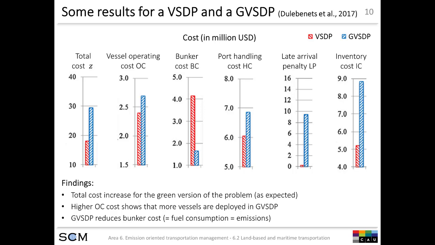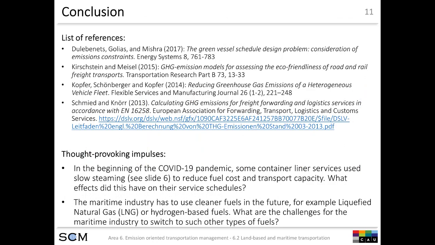In the end, total costs are higher for the green version of this problem, and it is up to the ship operator to check out whether they accept these higher costs in order to achieve a more green transportation or not. The final slide gives you again the list of references and 2 ideas of things that you could think about. These read as follows. In the beginning of the COVID-19 pandemic, some container liner services used slow steaming, which was shown on slide 6, to reduce fuel cost and transport capacity. What effects did this have on their service schedules?